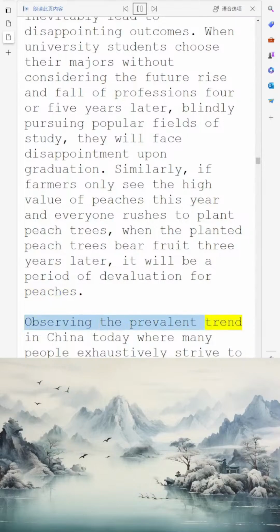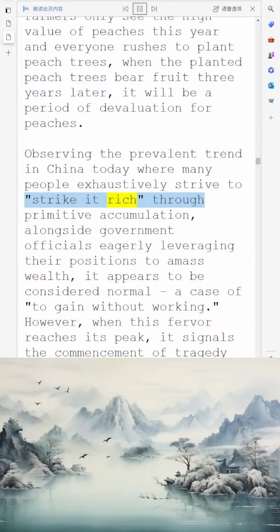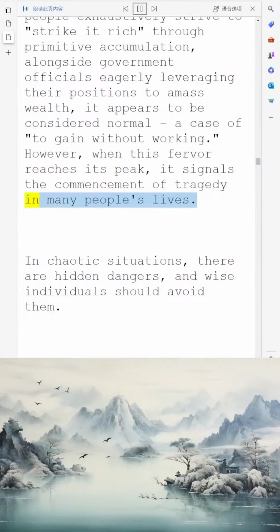Observing the prevalent trend in China today where many people exhaustively strive to strike it rich through primitive accumulation, alongside government officials eagerly leveraging their positions to amass wealth, it appears to be considered normal, a case of to gain without working. However, when this fervor reaches its peak, it signals the commencement of tragedy in many people's lives. In chaotic situations, there are hidden dangers, and wise individuals should avoid them.